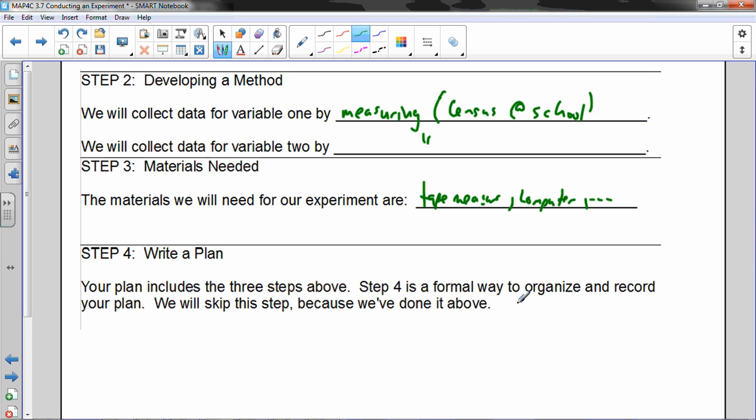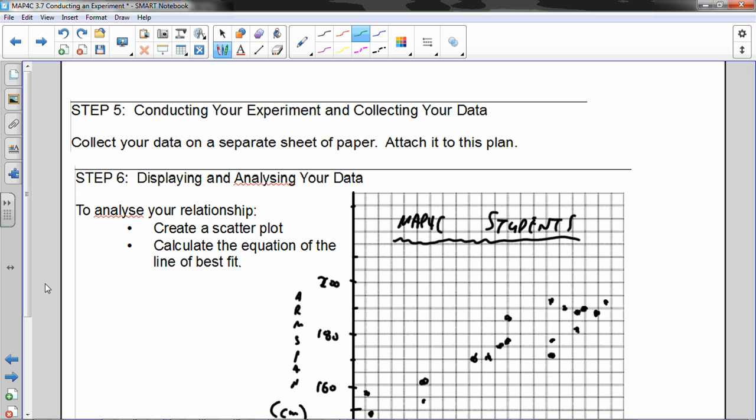Step 4 is a formal way to organize and record your plan. We will skip the step because we've done it above. So the idea is this step 4 is something from your textbook, but we've kind of written it up already on this sheet of paper. Step 5, conduct your experiment. Collect your data on a separate piece of paper. So the idea is if we're going from scratch and you've made your plan, well, then you actually have to go through and melt your ice or do your measurements or whatever, but we've kind of already did that. And it says collect your data on a separate piece of paper, attach it to this plan.